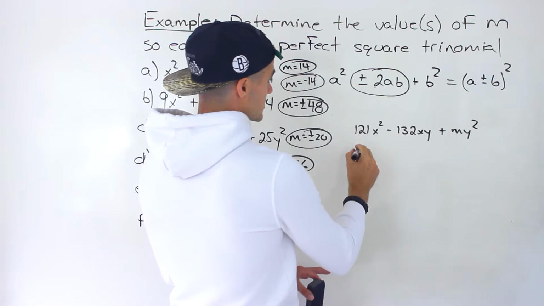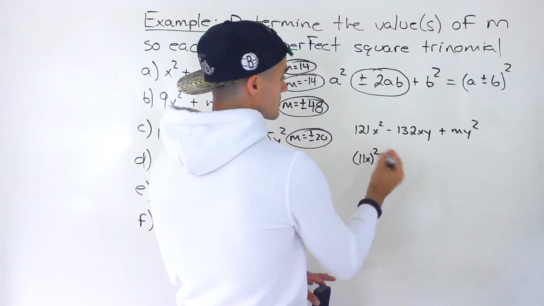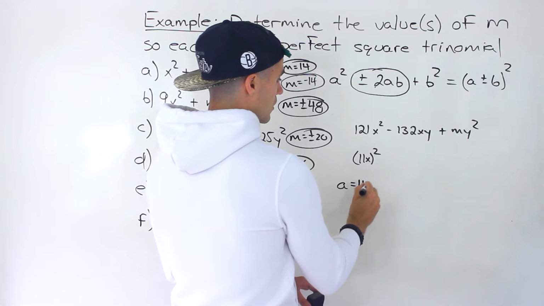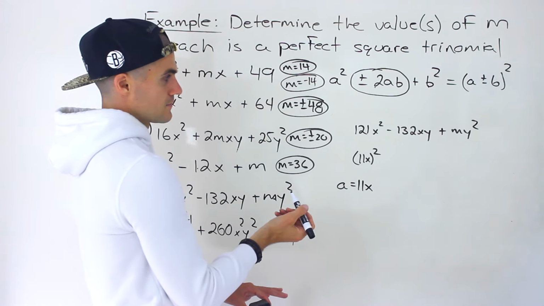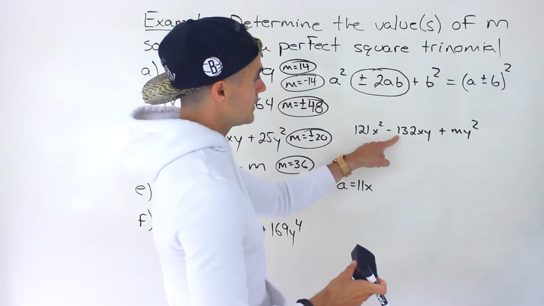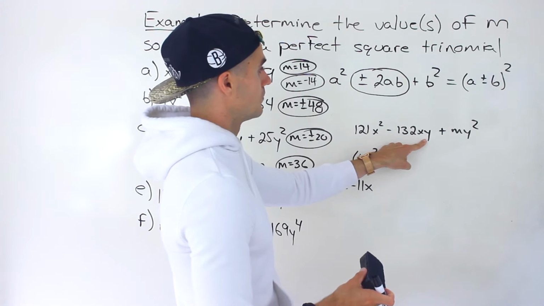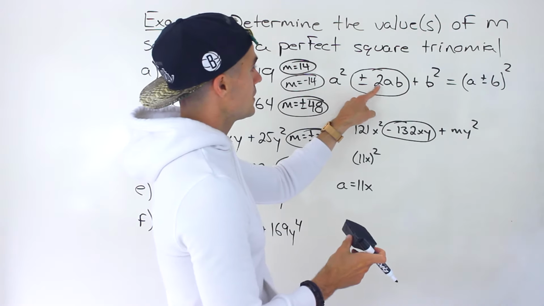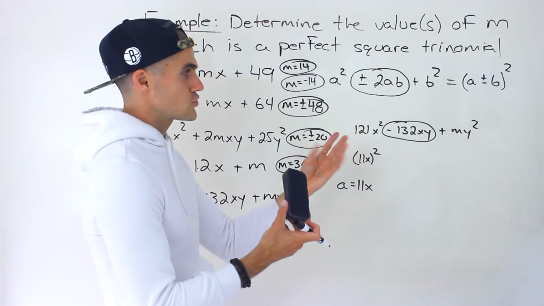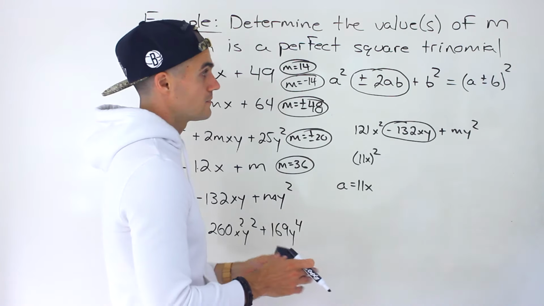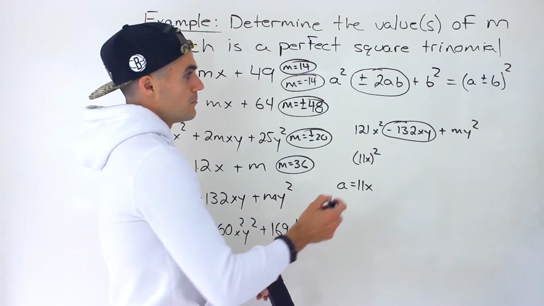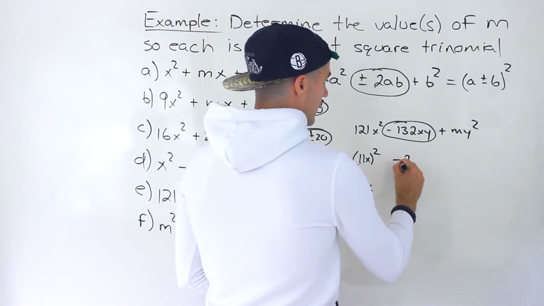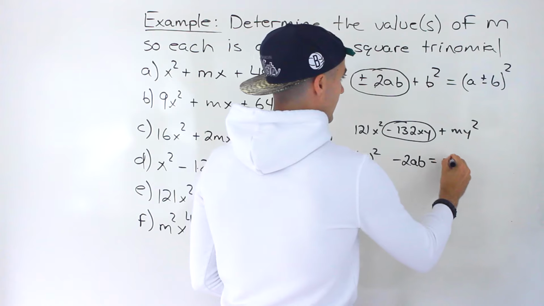So we know 121x squared, we could rewrite that as 11x squared. And so notice that the a value is for sure going to be 11x. And then we have this minus 132xy in the middle. So we know that this middle portion is going to either equal 2ab or negative 2ab. Same sort of thing. It's not going to matter which one we use because we're going to end up squaring our values later anyway. But let's work with the negative. So we'll go negative 2ab has to equal negative 132xy.